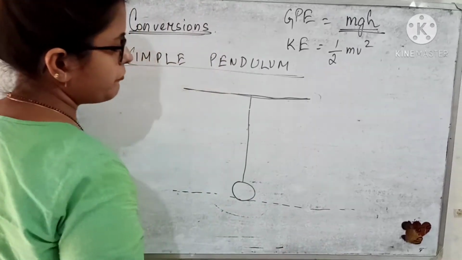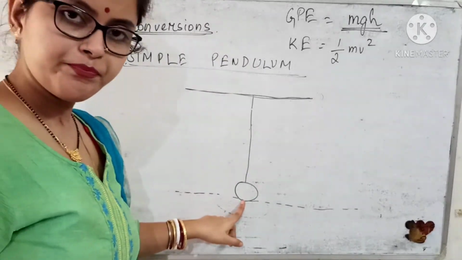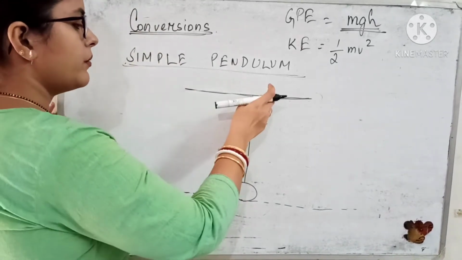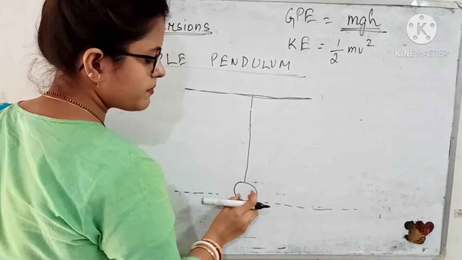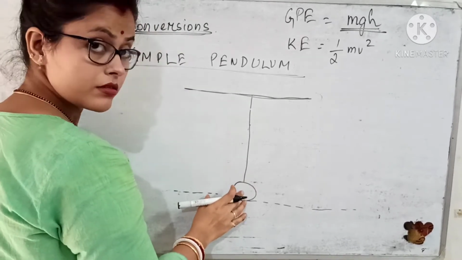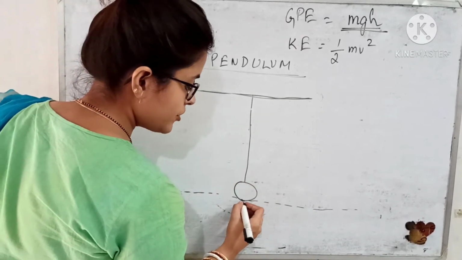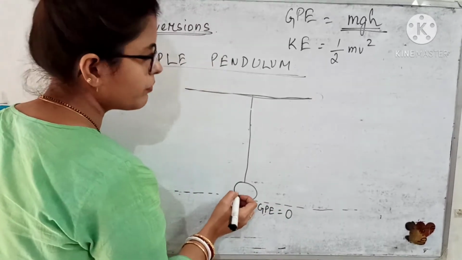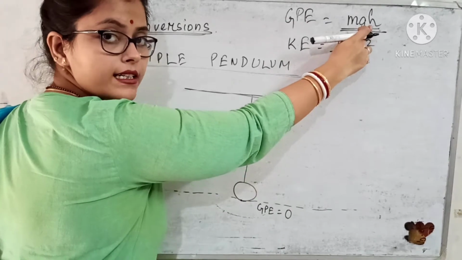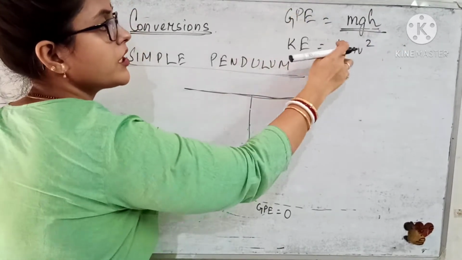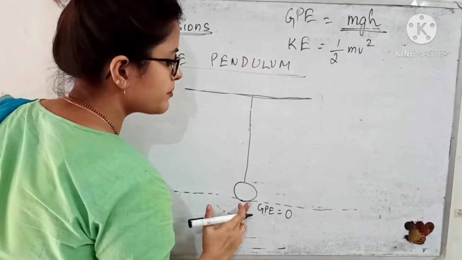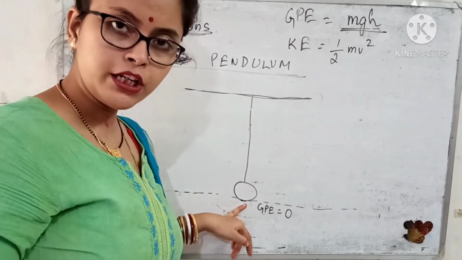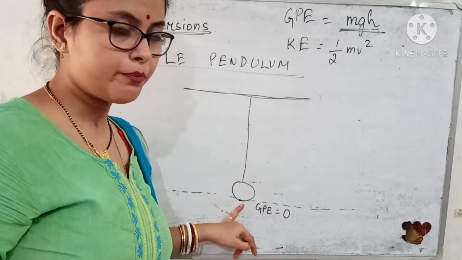Now, first at this particular point, when we let this simple pendulum rest, the gravitational potential energy is zero, because it has no raised height. If the raised height is zero, then the gravitational potential energy, the product, becomes zero. That means the potential energy possessed by the bob or the pendulum at this particular point is zero.